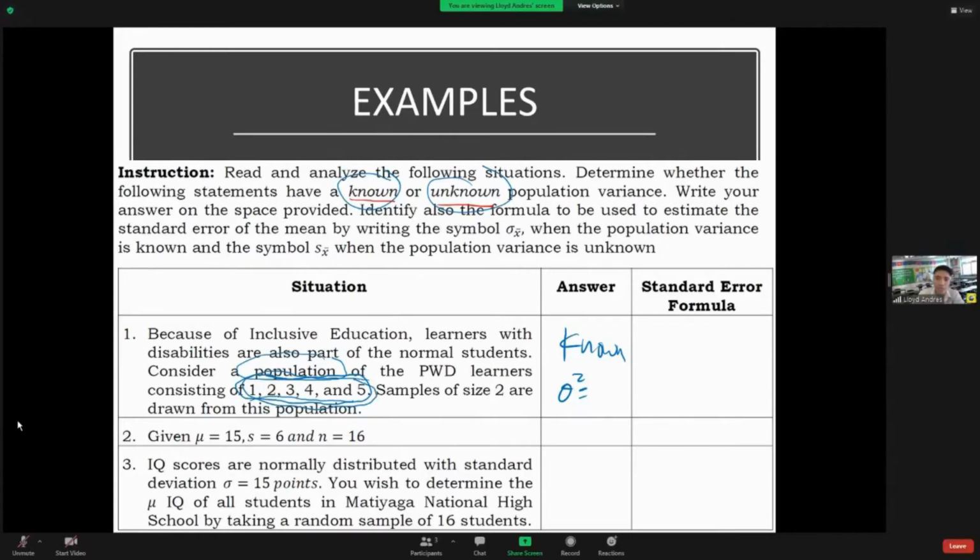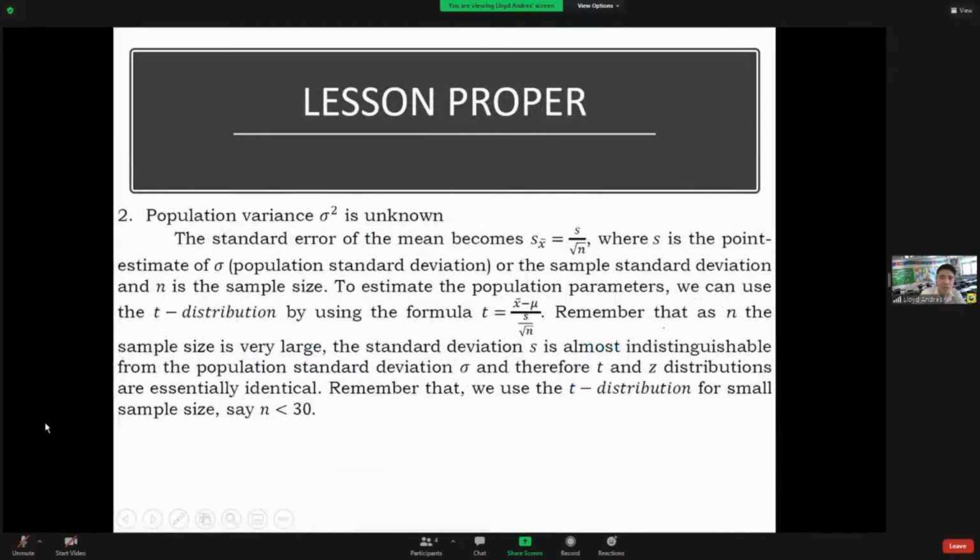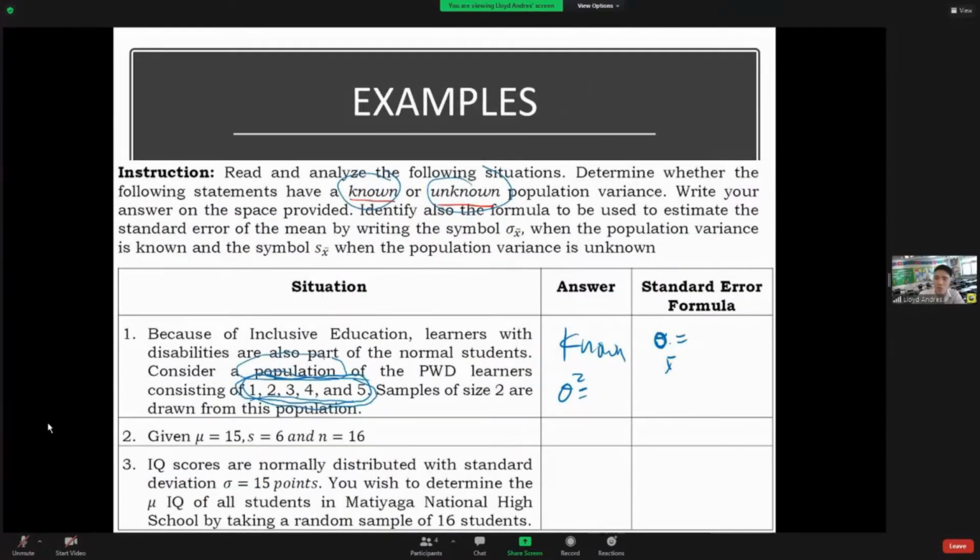So pag ing-ani nga situation, known man, so ang standard error nato, sigma sub x bar, is equivalent to... asa man ato? Kani or kana? Okay. So ang standard error nga gamiton is katong sigma over square root of n.